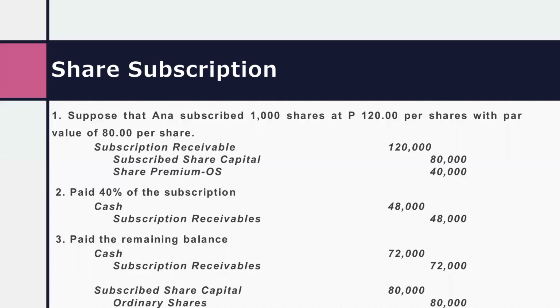So when fully paid, shares are issued. You just debit the subscribe share capital and credit ordinary shares. If you can still recall, when we originally recorded the subscription, we credited subscribe share capital. So when it becomes fully paid, we remove that subscribe share capital from our records and replace it with ordinary shares, just to recognize the issuance of shares.